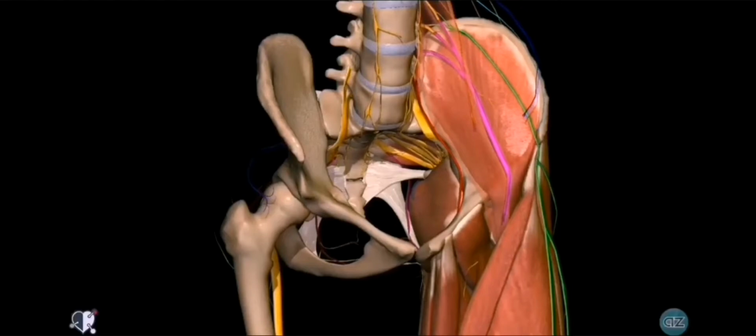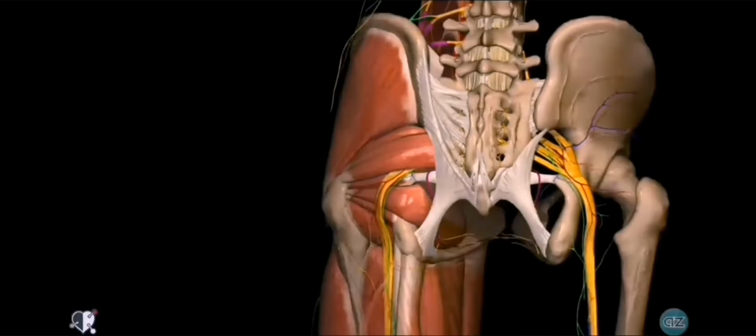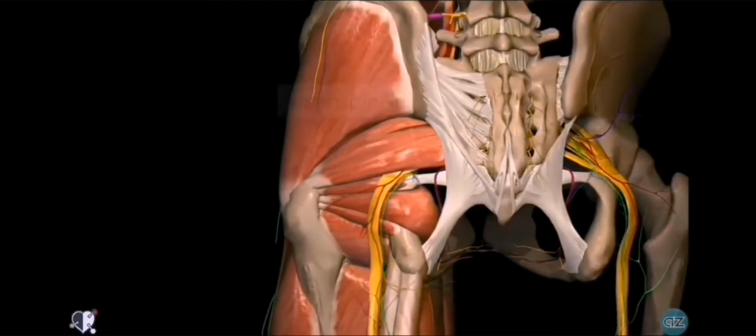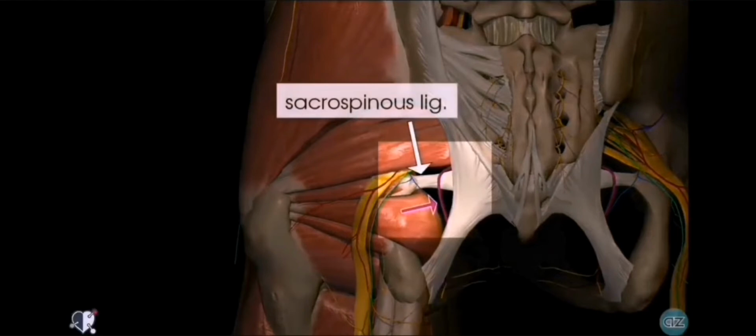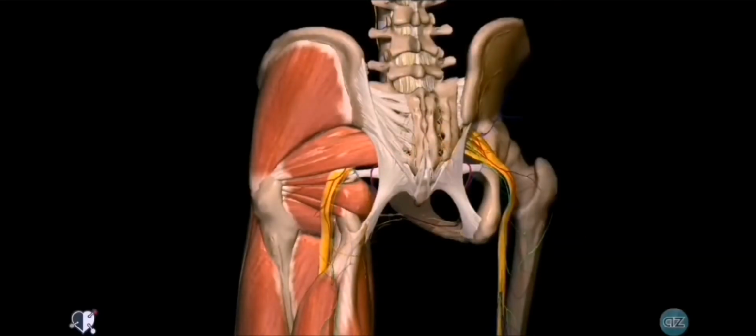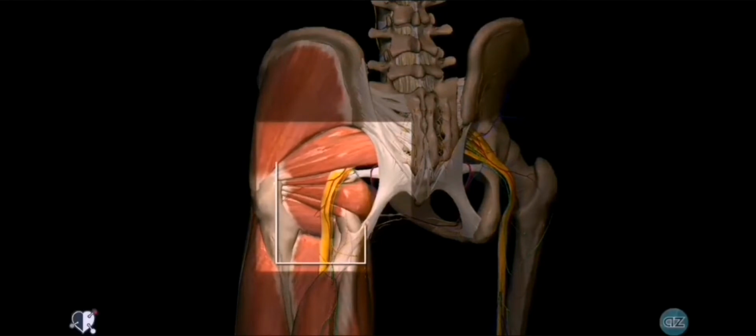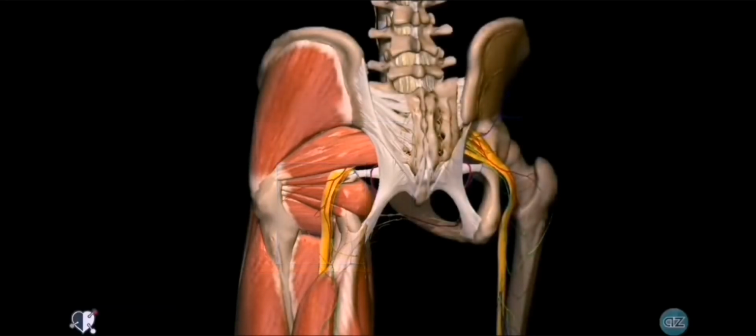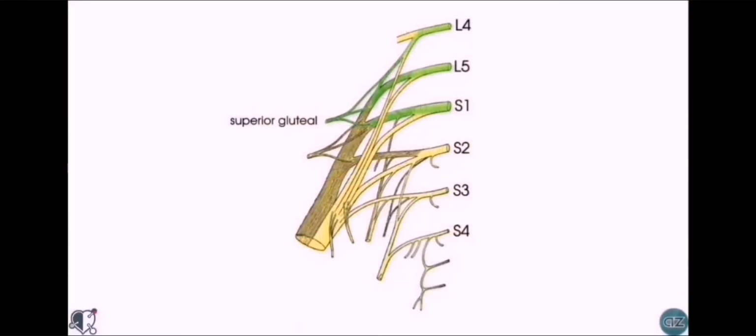The third course is to leave via the greater sciatic foramen, loop around the sacrospinous ligament and re-enter via the lesser sciatic foramen to supply lateral pelvic structures and perineal structures. Most of the nerves take the first route, leaving the pelvis by passing inferior to the piriformis via the greater sciatic foramen. We will look now at the main nerves of the sacral plexus in turn and then take a look at some of the smaller remaining nerves.